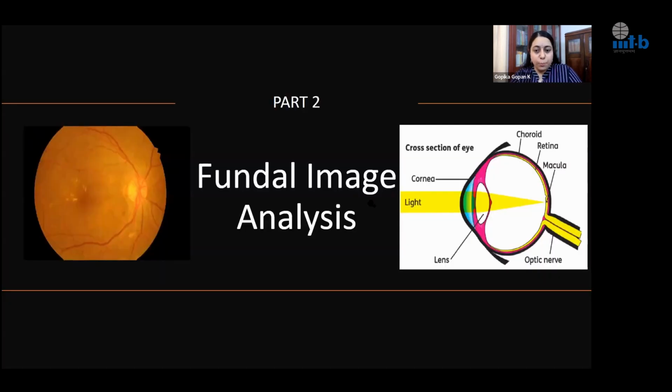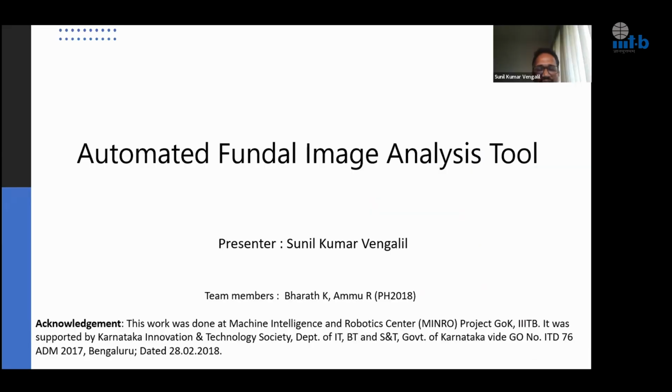Now let's move on to part 2 of it, which is fundal image analysis. Over to you, Sunil. So this work was done in the Machine Intelligence and Robotics Center, which is supported by the Government of Karnataka. Here we developed a deep learning based tool for automatic screening of fundal images.